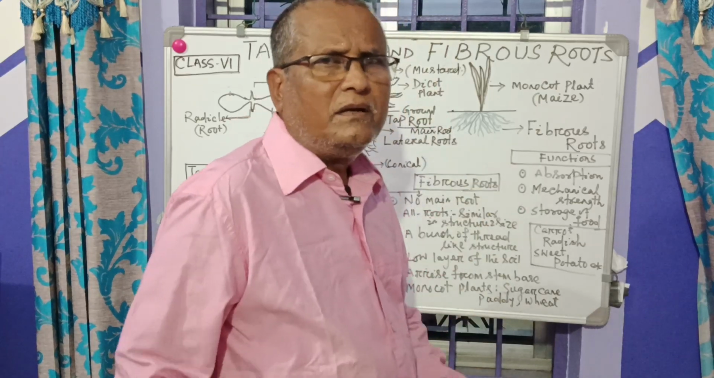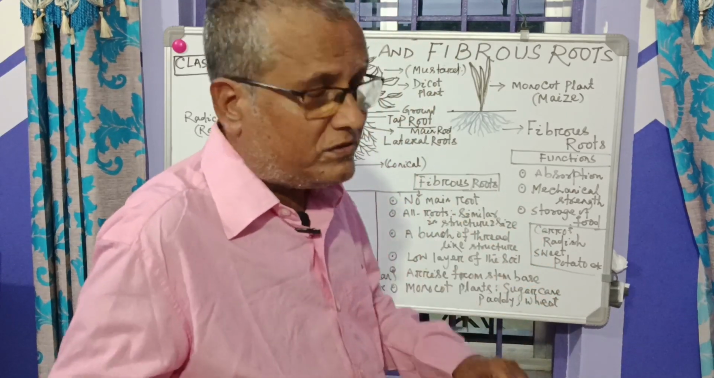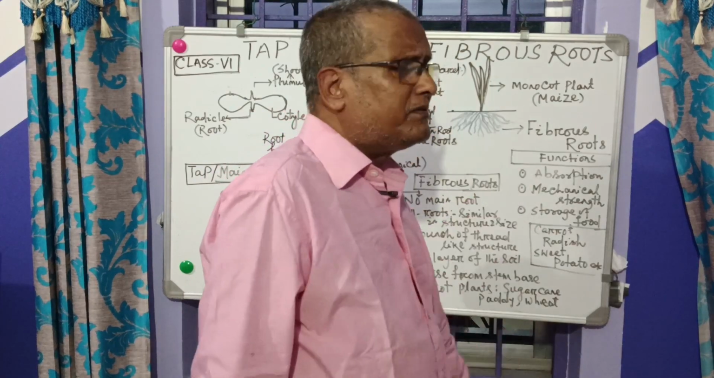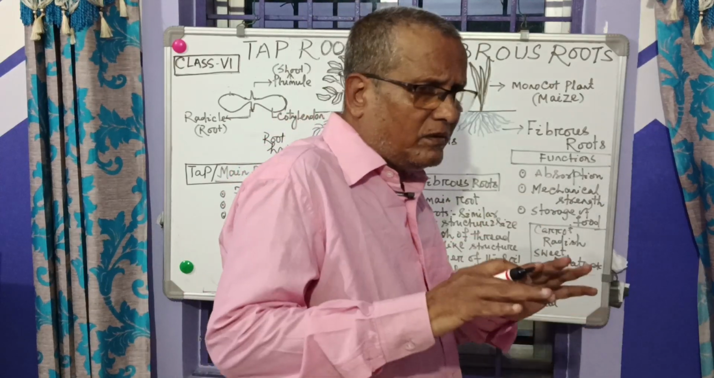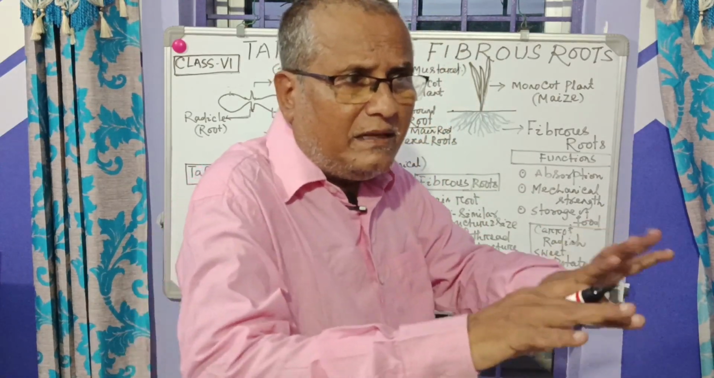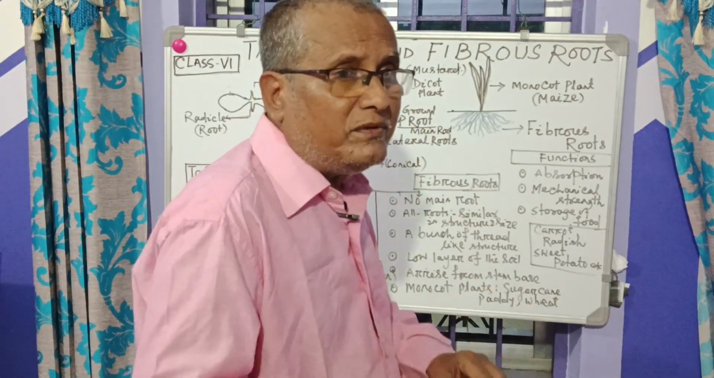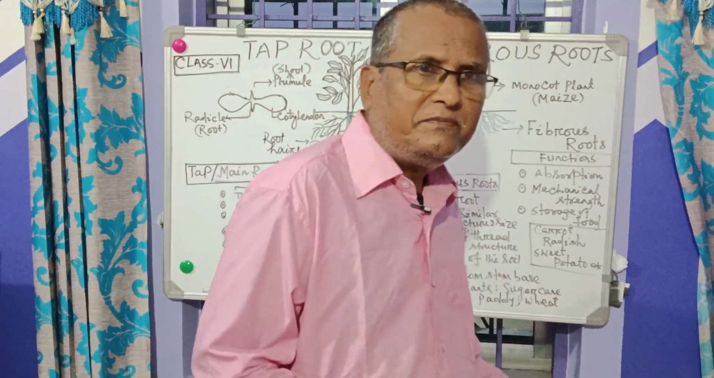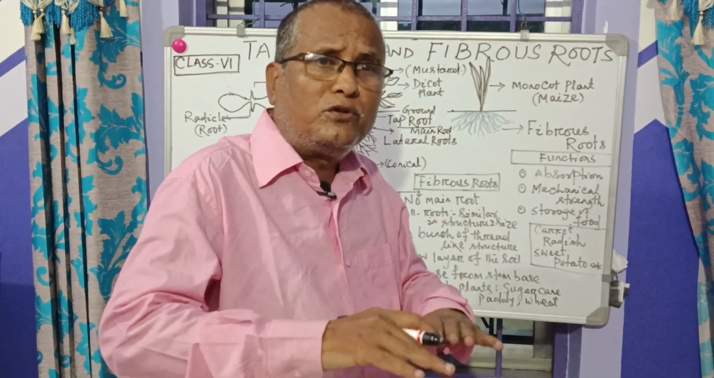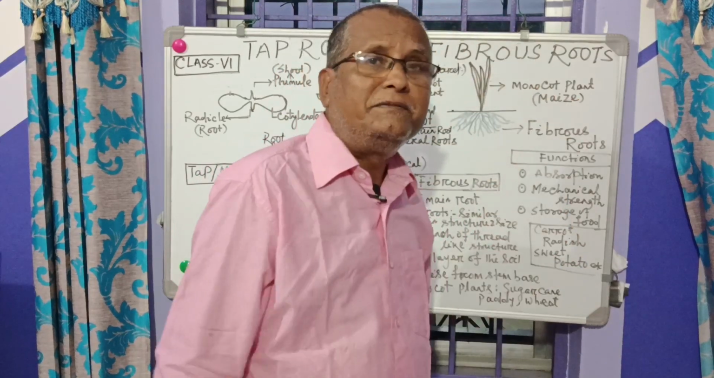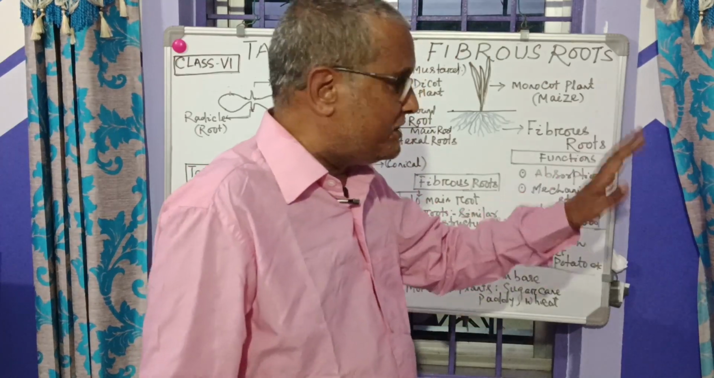Now, let's discuss what they do, what their function is. The major three functions for class 6 are mentioned here. The roots absorb water and minerals from the soil. Water and minerals are transported through the stem to different parts of the plant. This is the main and important function of the root system.